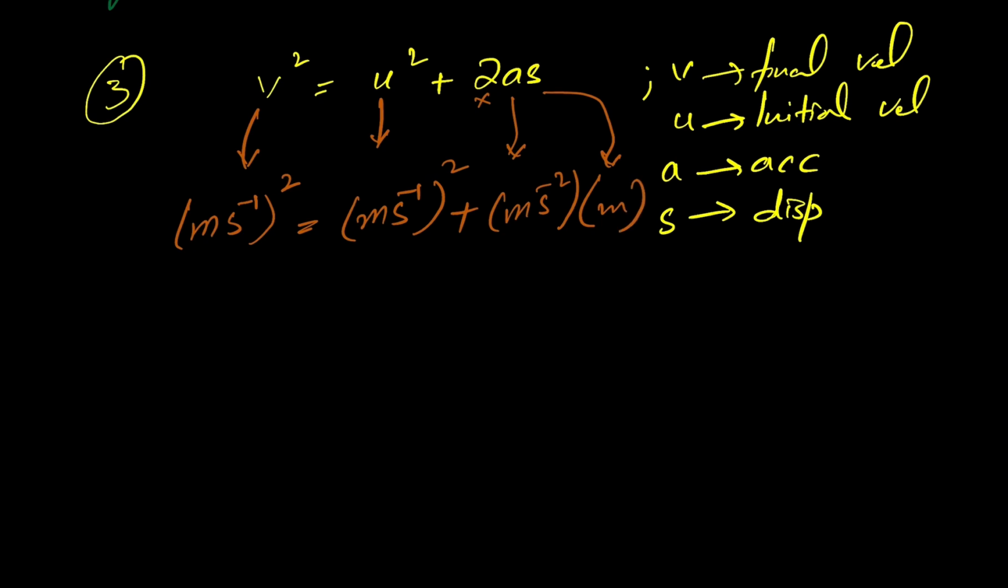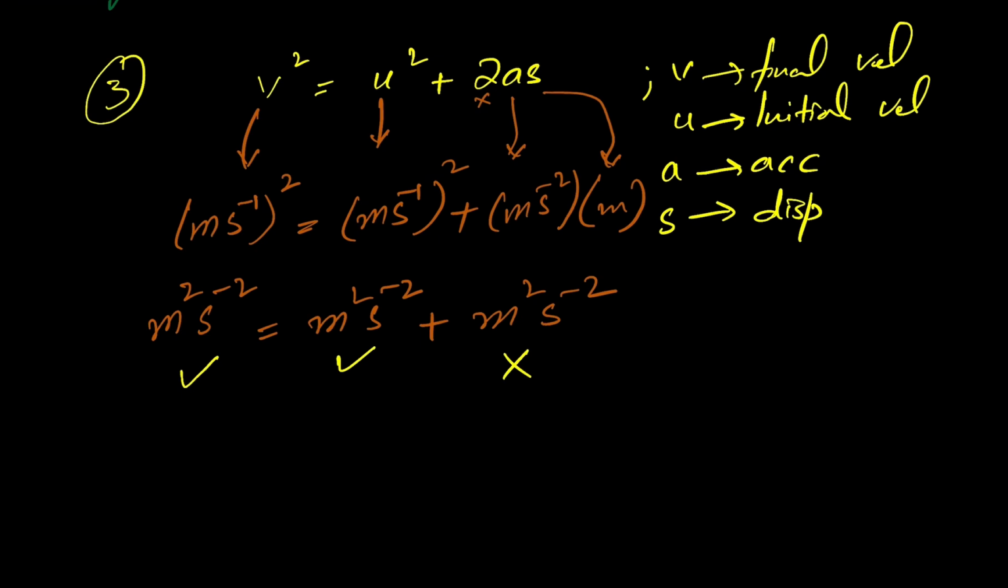Okay, let's simplify this thing. When you open the square, it will be m square s^-2, equals m square s^-2 plus m square s^-2. So if you see, this is equal, but this is not equal, so this is non-homogeneous.